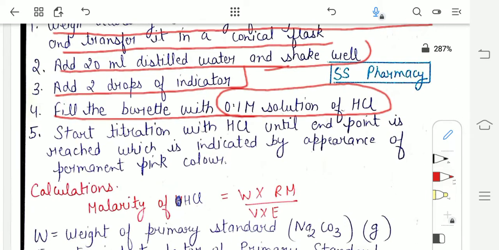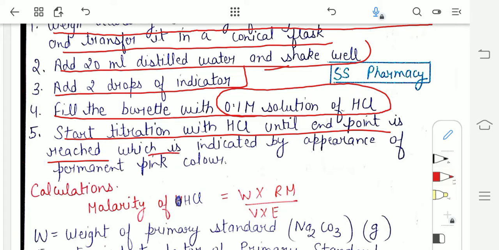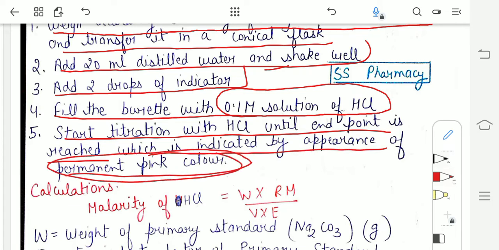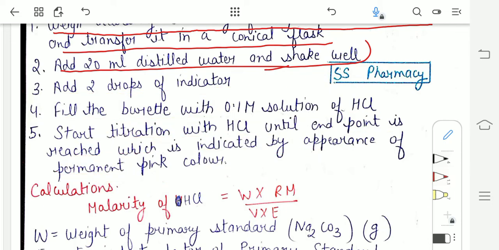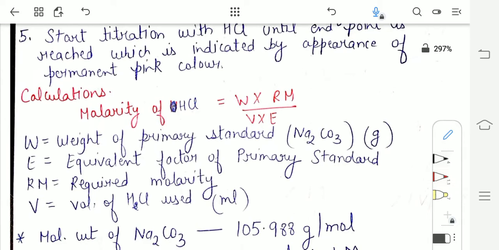Then we have to start the titration with HCl until the endpoint is reached, which is indicated by the appearance of a permanent pink color. Okay, this is the endpoint. Now these are just the basic steps of our titration. Let us now begin with the calculations of this titration.